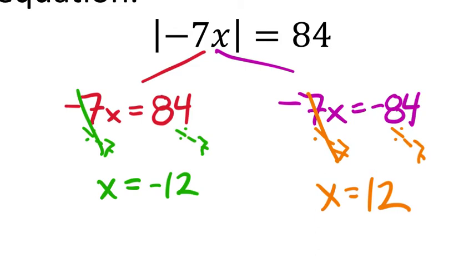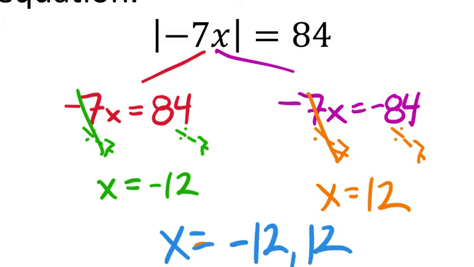So we end up with two answers. These ones are already listed from least to greatest. So x would equal -12 and 12.